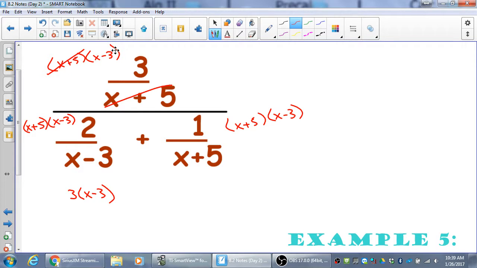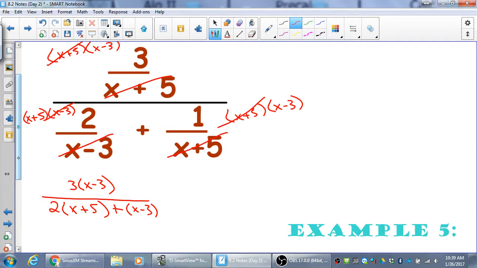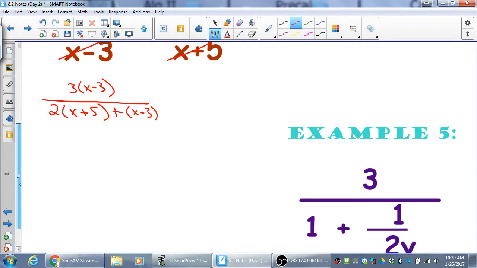3 times x minus 3 on the top there. That cancels out, so it's over 2 times x plus 5. And then over here, the x plus 5's cancel. Those are gone. We have plus x minus 3. This is what we have left to deal with. Any questions so far? I'm canceling out those little denominators. Now we got a little bit of algebra to do. 3x minus 9 over 2x plus 10 plus x minus 3. 3x minus 9 over, looks like 3x plus 7.